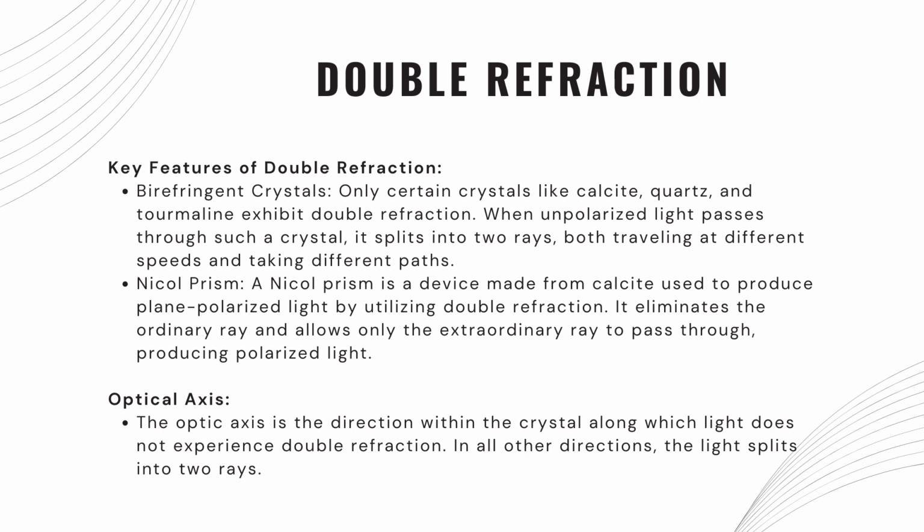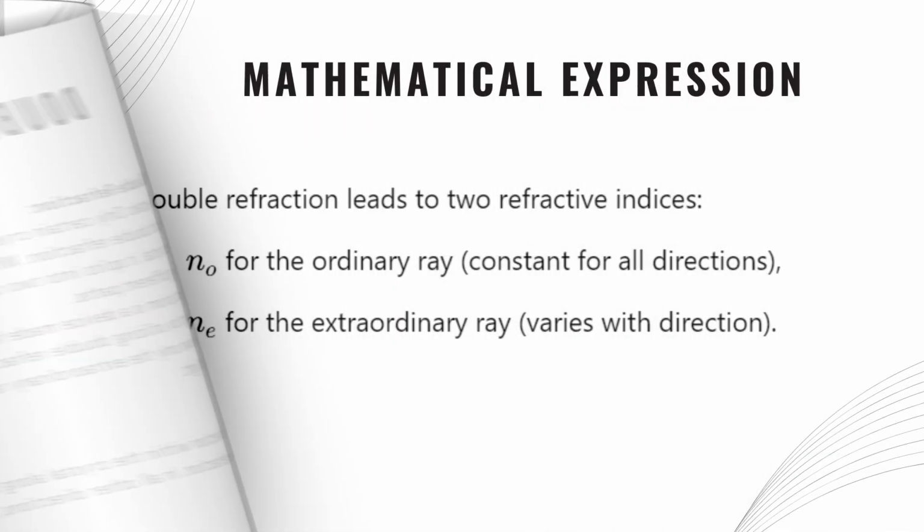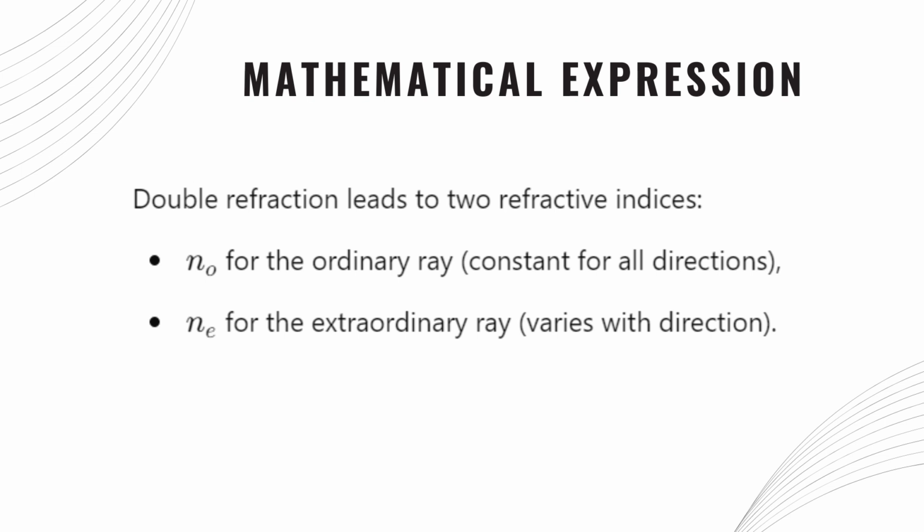Optical axis. The optic axis is the direction within the crystal along which light does not experience double refraction. In all other directions, the light splits into two rays. Mathematical expression: double refraction leads to two refractive indices, n_o for the ordinary ray, constant for all directions, and n_e for the extraordinary ray, which varies with direction.